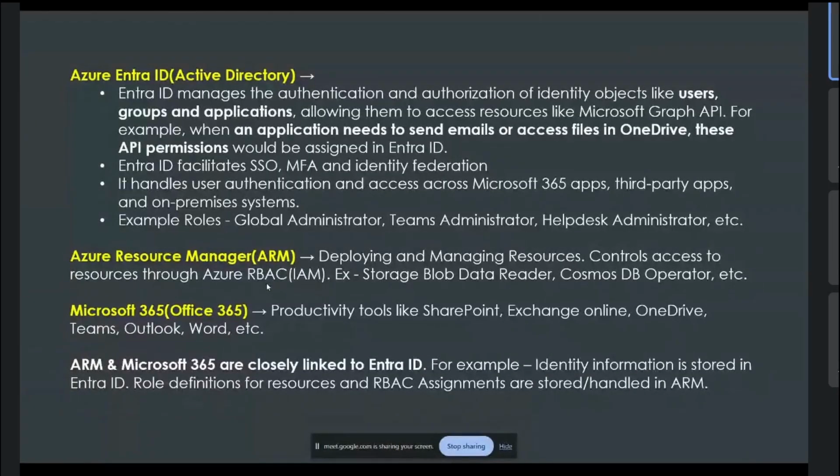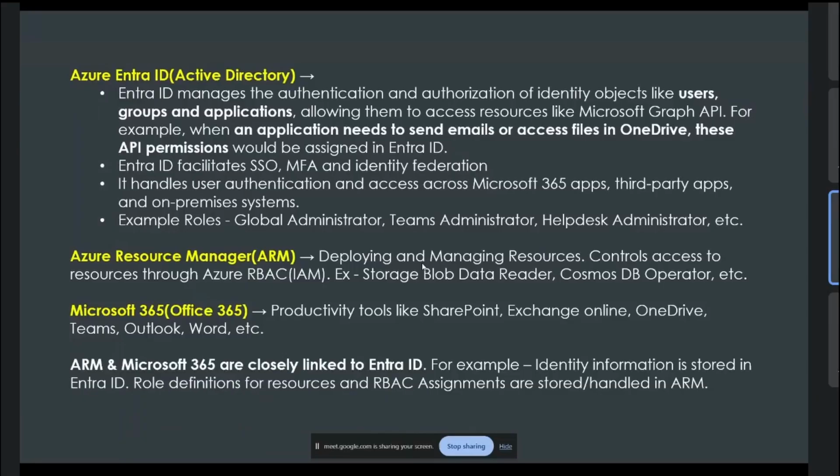So how are both closely linked? In Azure RBAC, we can create a role assignment saying this particular principal, which can be a user or an application, say for example a user, Money, has a role. What role? Storage Blob Data Reader or Cosmos DB Operator. Money has this role on a particular resource. The resource can be a storage account.